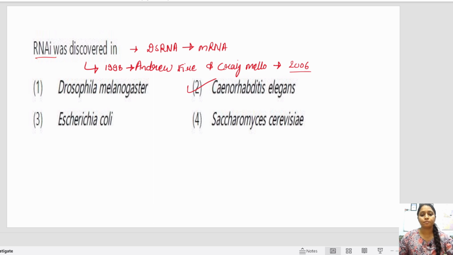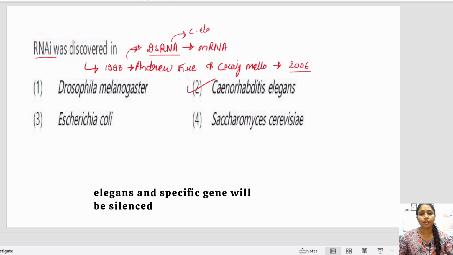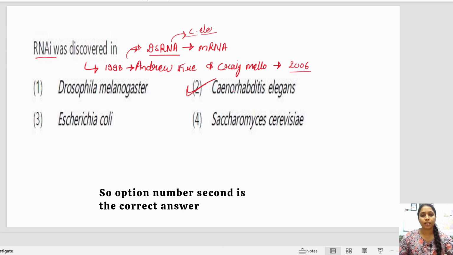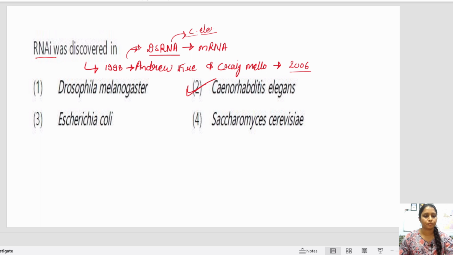These scientists injecting the double-stranded RNA into the C. elegans and specific gene will silenced. So option number B, second is the correct answer for this question.